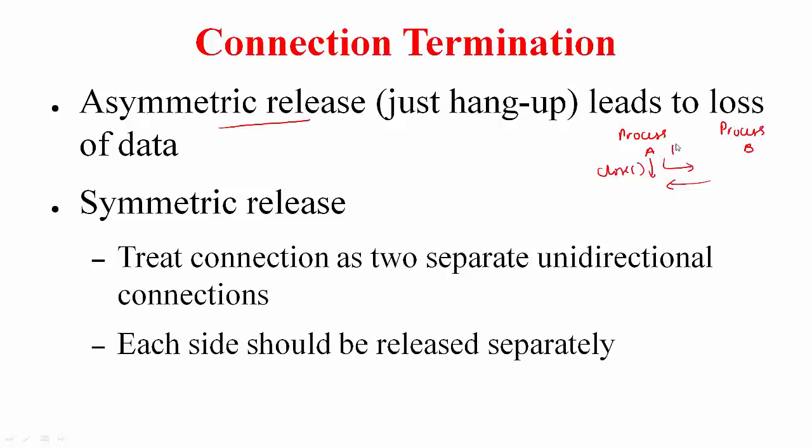This leads to loss of data, not only of data that is in transit, but also if B still has some data to send, if you close the connection, you're going to miss out on this data. So what is desired is this symmetric release, where you treat each connection as two separate unidirectional connections and each side has to be released separately. In other words, when process A says close, you will not be sending any more data, but you will still listen to data that is coming from the B side. And this symmetric release is a tricky business.